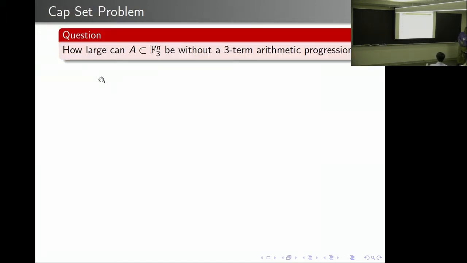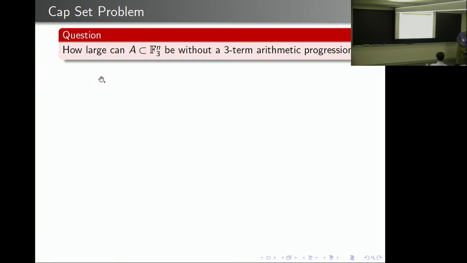Okay, so instead of looking in the cyclic group, you can look at the same sort of question in other abelian groups. You'd like a large subset of an abelian group without a three-term arithmetic progression, and the one that people have studied a lot is F_3 to the n. So how large can a subset of F_3 to the n be without a three-term arithmetic progression? This is known as the Capset problem.